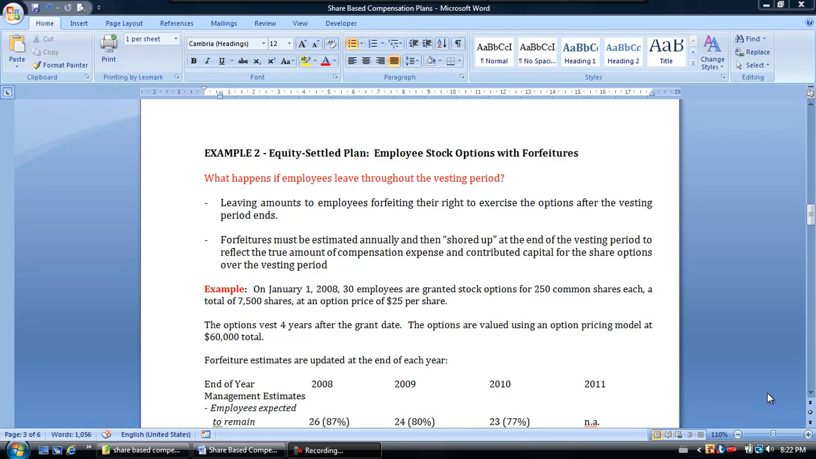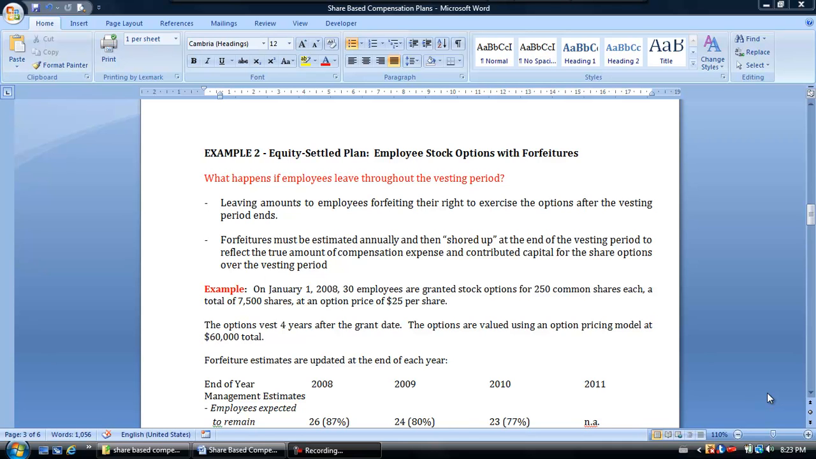And in this case, we're going to be looking at stock options because options are what gives you the right to common shares, which are equity, and we're going to look at them based on forfeitures. So in other words, what happens if people decide to forfeit their options and they leave before the vesting period ends? Well, again, if they leave throughout the vesting period, anybody who leaves and is entitled to options forfeits that right. So they don't get the opportunity to exercise the options after the vesting period ends.